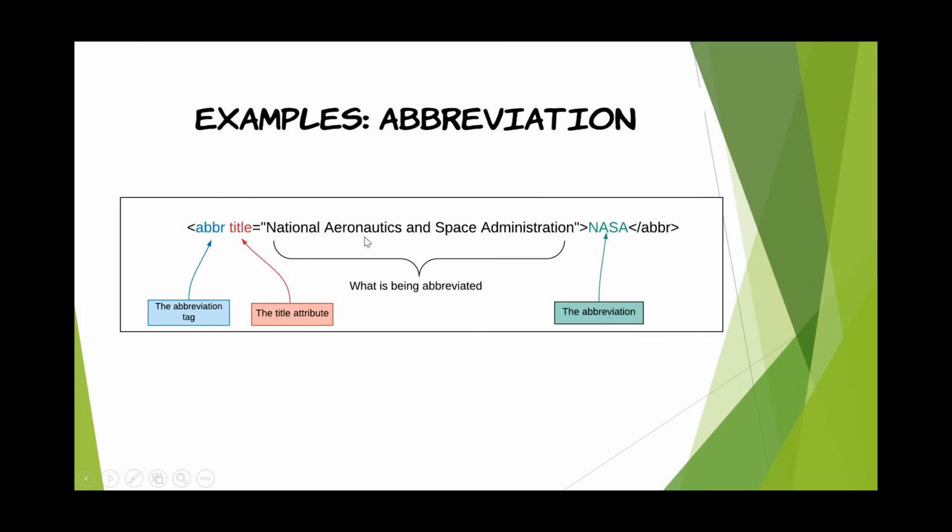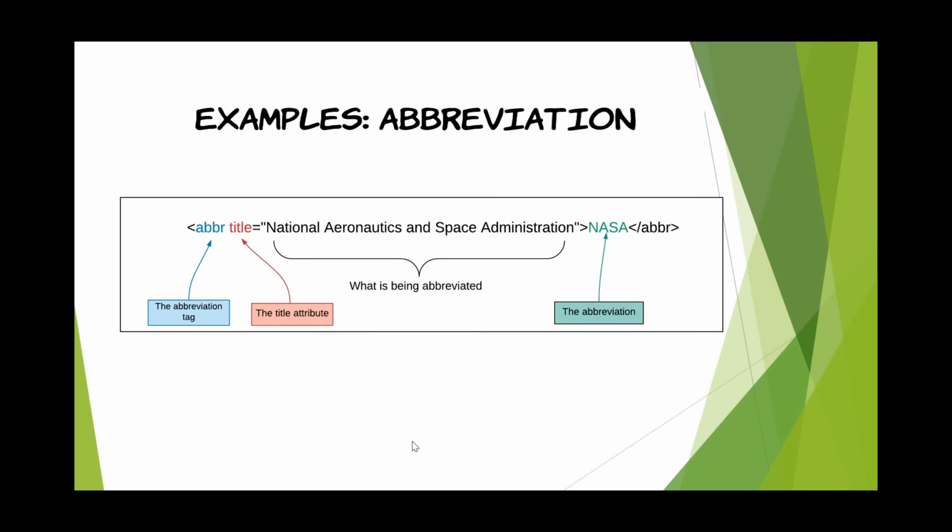What is being abbreviated is indicated by the title. So you see title equals, in quotes, National Aeronautics and Space Administration. Then that's all in our opening tag. After our opening tag, we put the abbreviation itself, and then we close out that tag. So that's pretty cool. Now, you're like, why would I want to do that? Let me actually show you how that works.